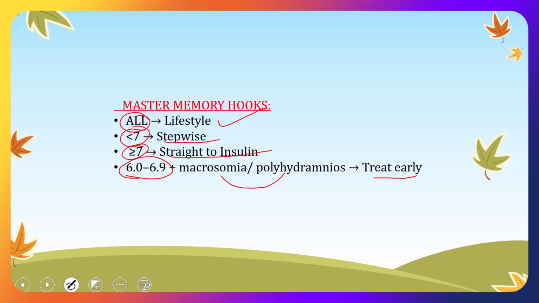I hope that I have broken down the topic step by step so that the concepts are clear and easy for you, and now you can gain confidence in the topic of gestational diabetes mellitus and you can apply it in your day-to-day OPD, and with the help of this topic things are going to be easy for you.